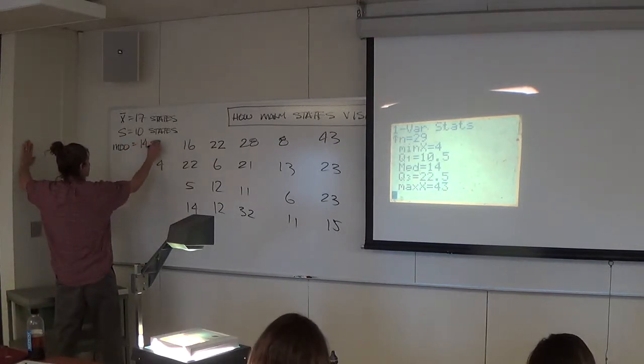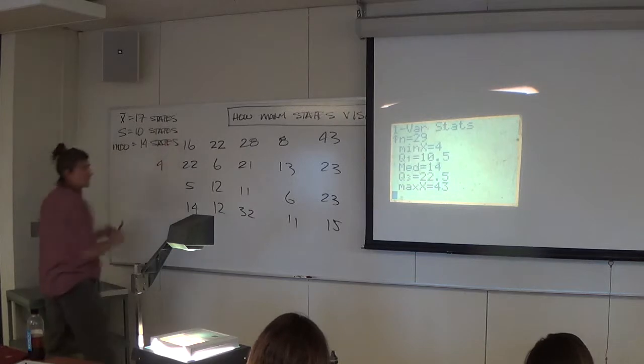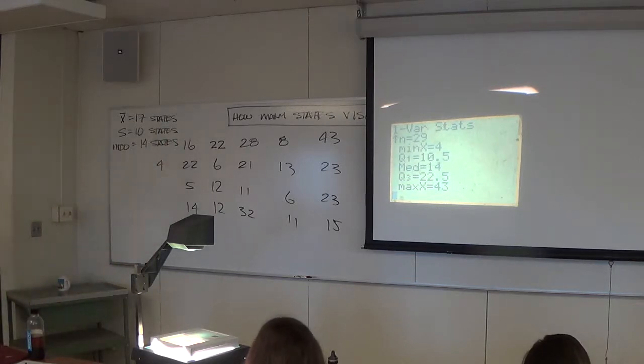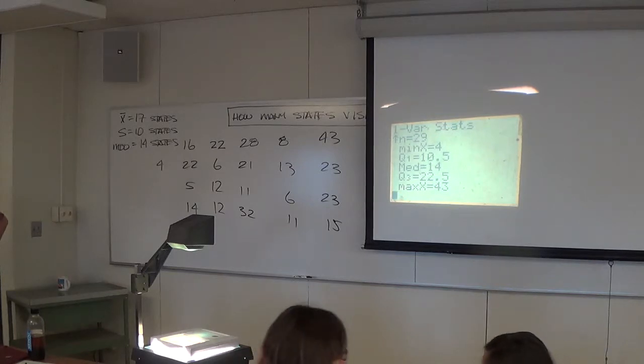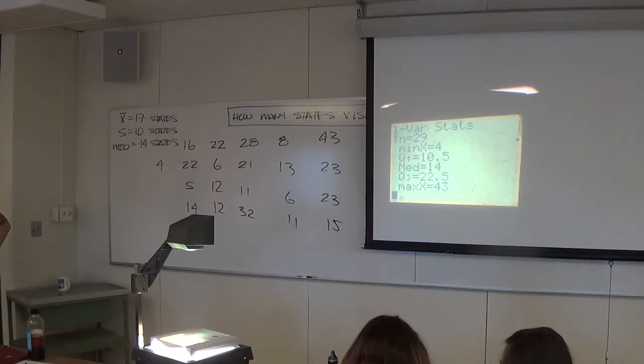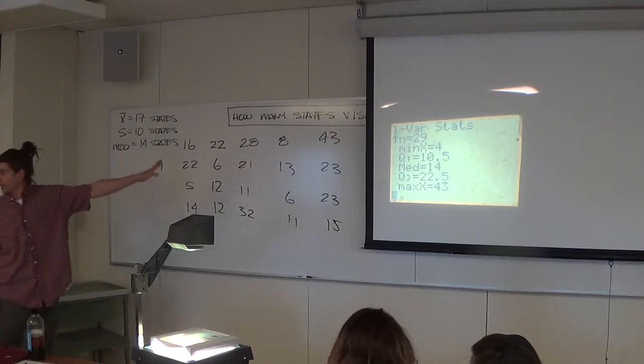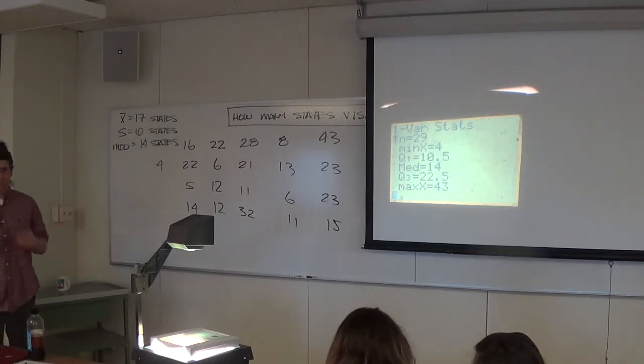So median's 14 states. So the question is, am I allowed to use the 2/3 rule for one standard deviation? I don't know. Let's take a look at the data to see if it even looks remotely bell-shaped. It's hard to see in raw form like this if it's bell-shaped or not. It just looks like a bunch of scattered data, depending on how you guys sat in class.